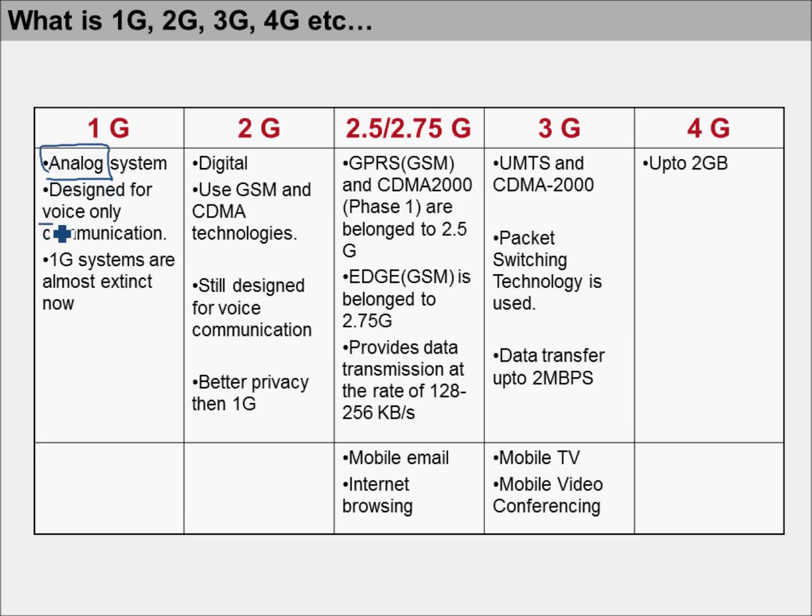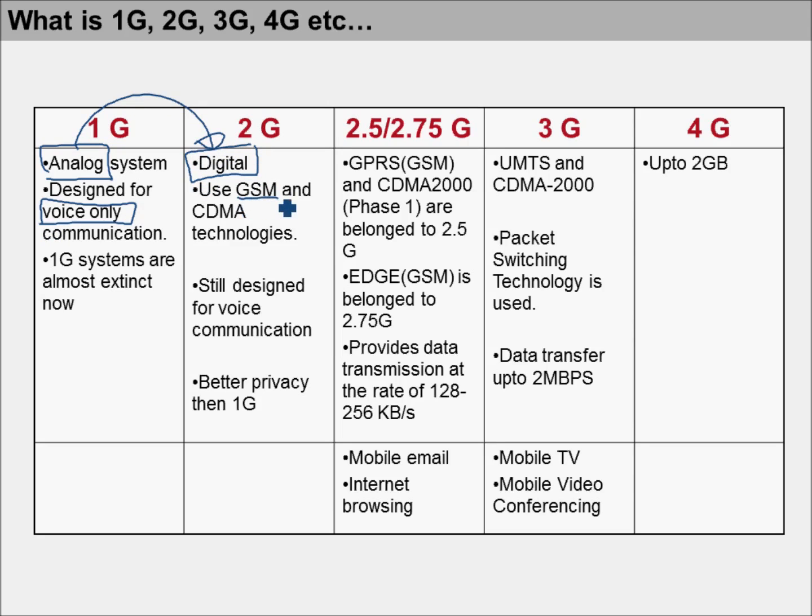It was designed for voice only communication. And obviously 1G systems are now almost extinct. Now after a few years, in the early part of the 1990s, some European companies came up with a concept called GSM technology. And that is when this analog became digital.